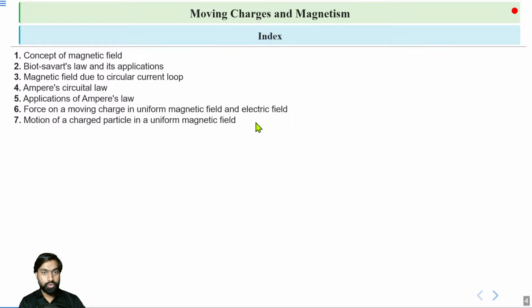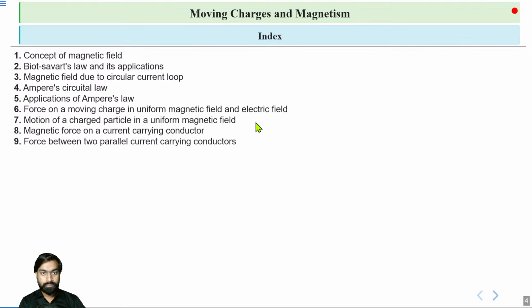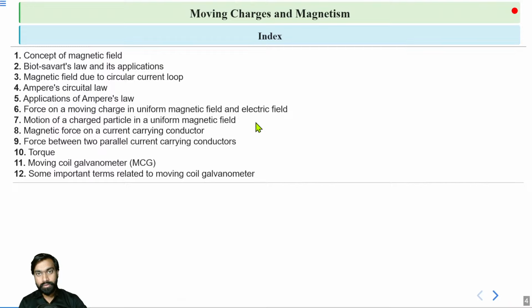Then we will discuss motion of a charged particle in a uniform magnetic field. Then we will discuss magnetic force on a current carrying conductor. Then force between two parallel current carrying conductors. Then we will discuss torque. Then moving coil galvanometer, and last we will discuss some important terms related to moving coil galvanometer. So these are the topics which we will discuss in today's lecture one by one.